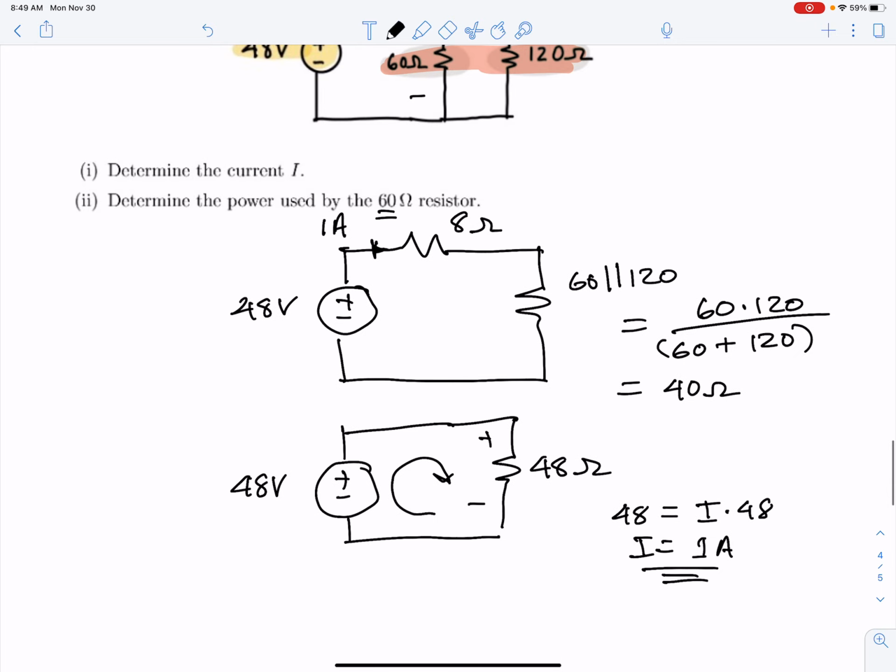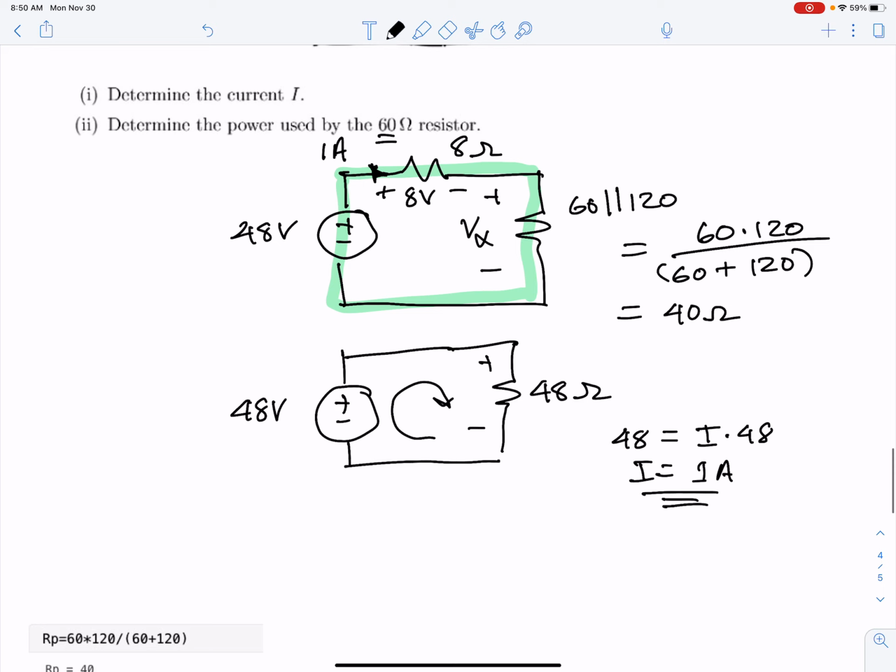So I go to this equivalent circuit right here. This is the one I'm going to look at, because if I found this voltage, I'll call it V alpha, then I'd be in good shape. Because this is 1 amp, there's a voltage drop across here of 8 volts. Writing an equation for V alpha, I have a rise of 48 equal to a drop of 8 plus a drop of V alpha. So V alpha is equal to 40.